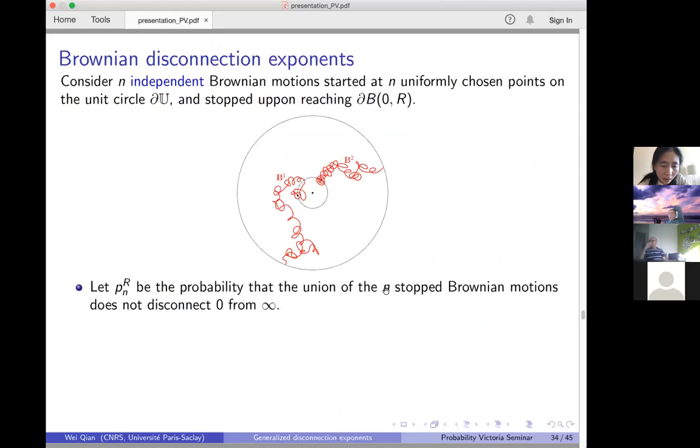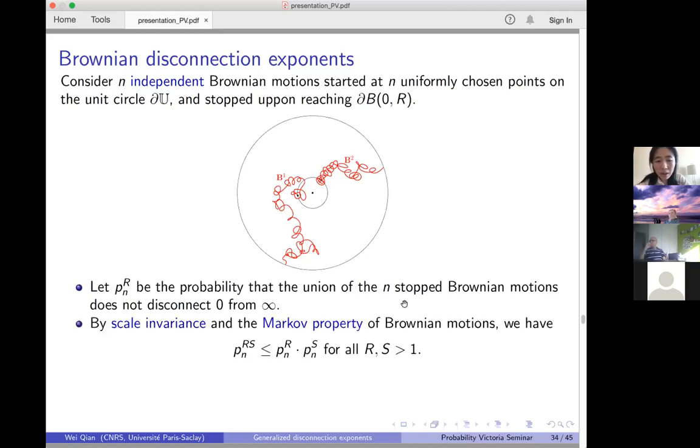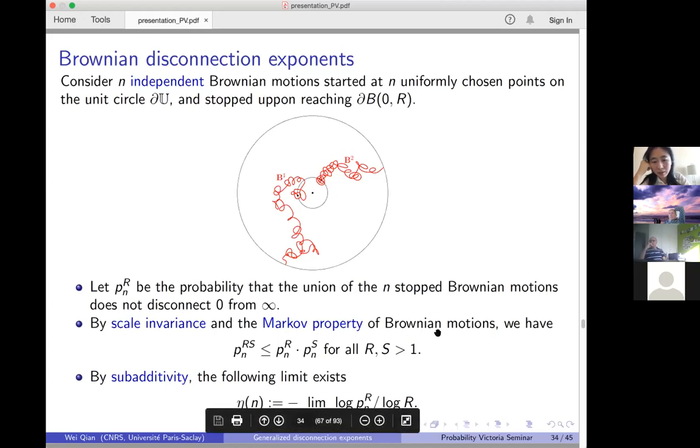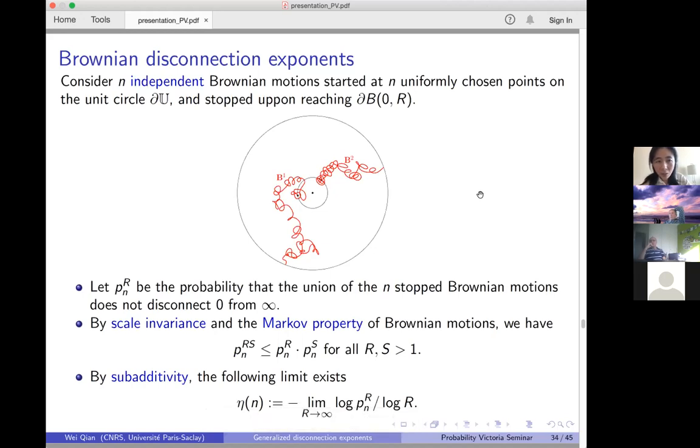And let P_n(R) be the probability that the union of the n stopped Brownian motions does not disconnect 0 from infinity. By scale invariance and the Markov property of Brownian motion, P_n(RS) is smaller than P_n(R) times P_n(S). Then you take a log of these probabilities, and by subadditivity you get a limit of this exponent η_n, defined as written in the slide. And this η_n is called the Brownian disconnection exponent.